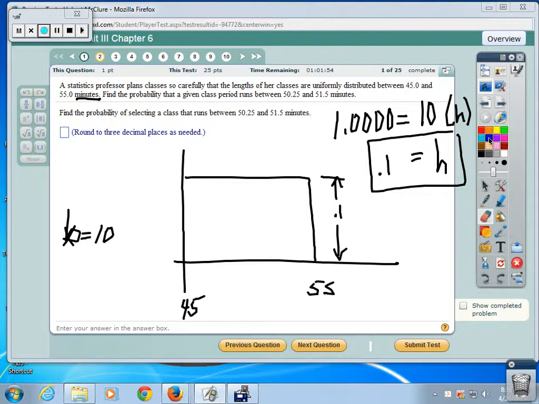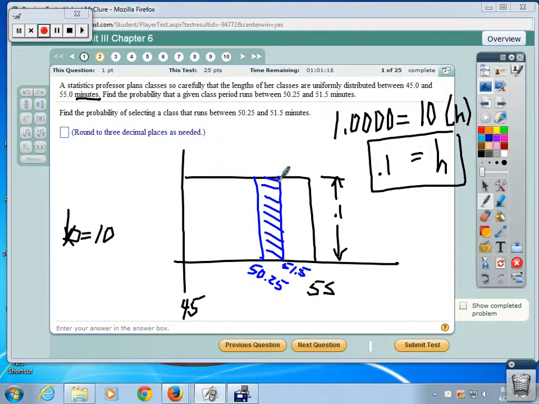But I'm going to take my blue marker, and it says, find the probability of selecting a class that runs between 50.25, let's see, 50 would be right here, so 50.25, and then put it right there. And 51.5. So 51.5. And then you want that area right there.